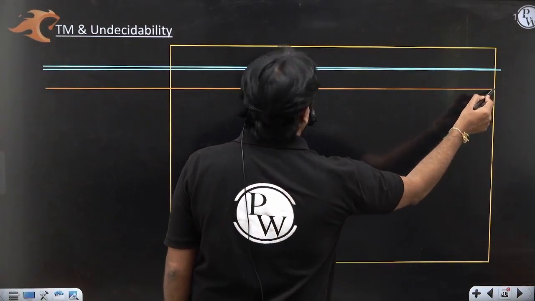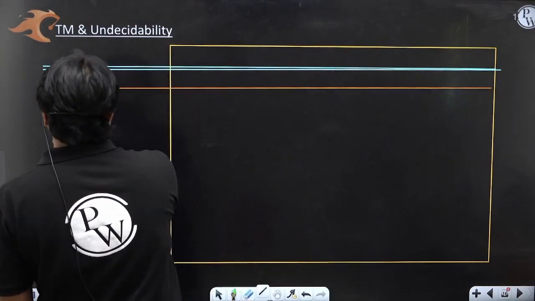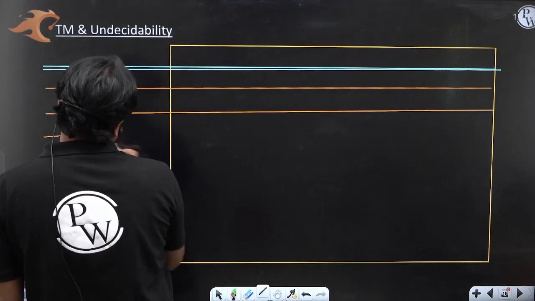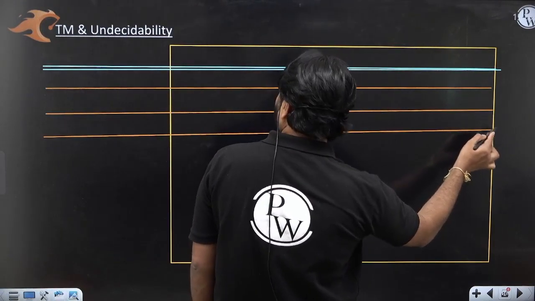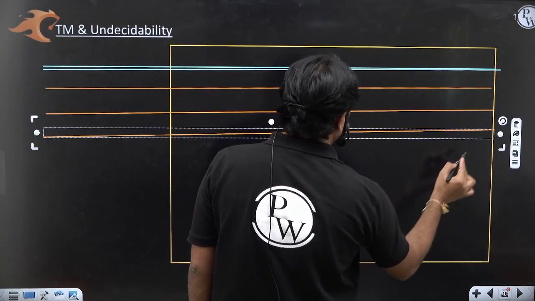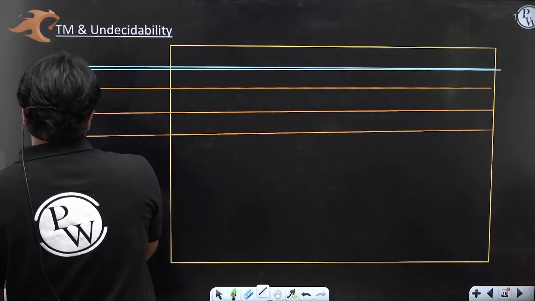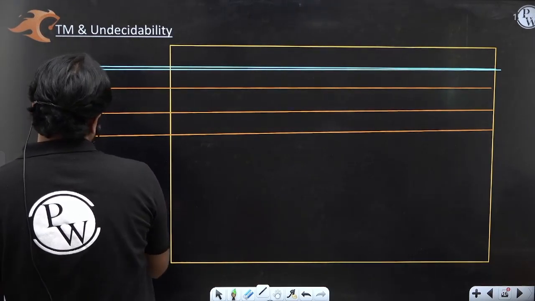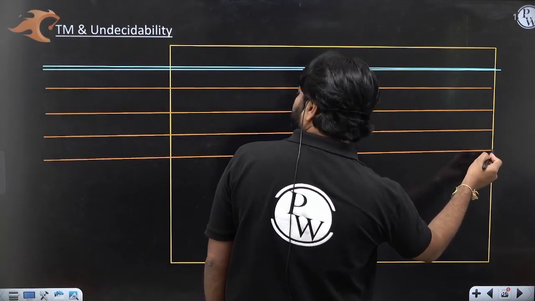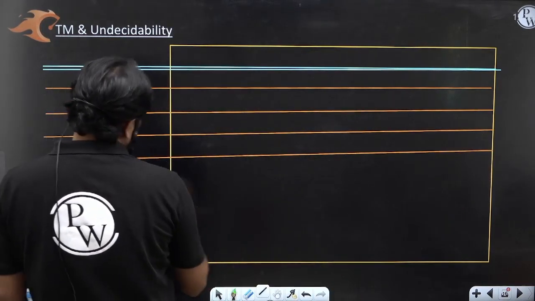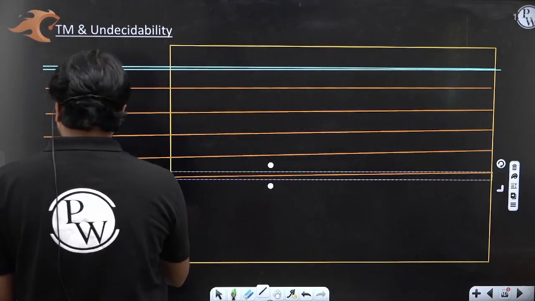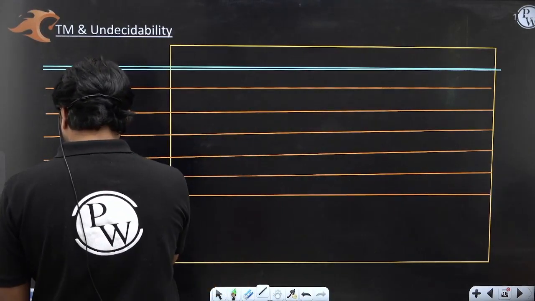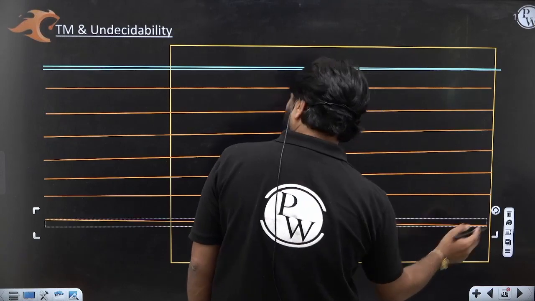One is the halting problem. The other one is the membership problem. Emptiness. Finiteness. Totality. Equivalence, disjoint, and set containment. So a total of 8 rows are there here.